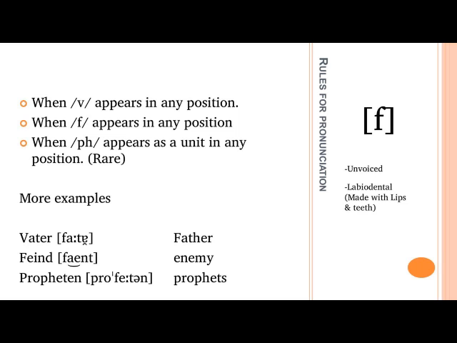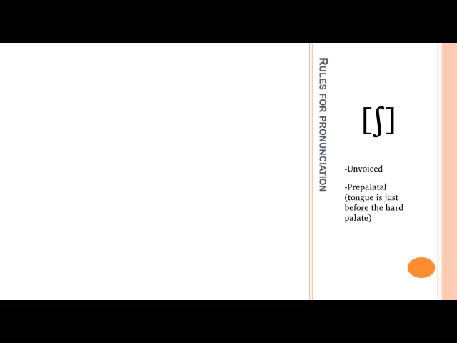Now we come to a fun one, sh. This is unvoiced and pre-palatal, which means the tip of the tongue is just before the hard palate. It's not touching the hard palate. And in German, the sh is a little bit more forward than our American sh. It requires a little more air and a little more energy than its English equivalent. So keep that in mind.